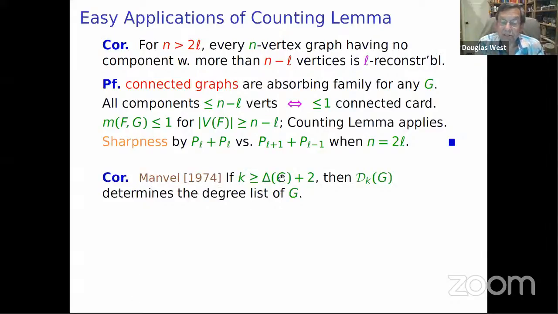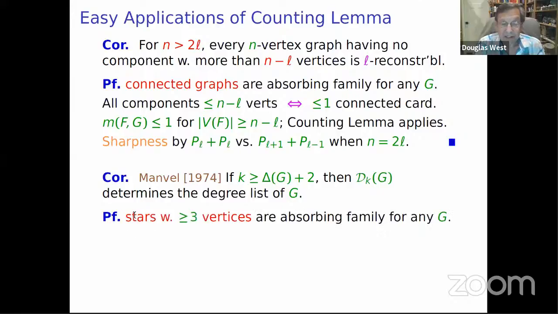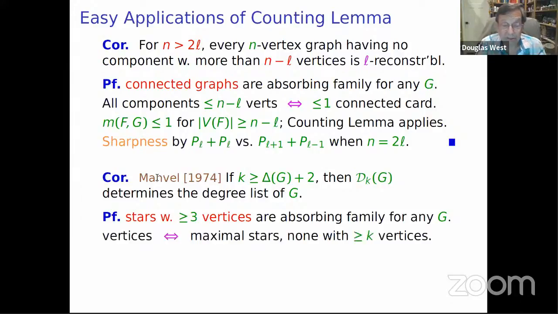What about that degree list result that I told you about earlier? If K is at least the maximum degree plus two, then the K deck will determine the degree list. So here, this family of stars with at least three vertices are an absorbing family for any graph. Notice that if you take a star with two vertices, there are two maximal stars that it lies in. So we have to leave those out. Stars with at least three vertices have a unique center and hence they lie in a unique maximal star. So that's an absorbing family.